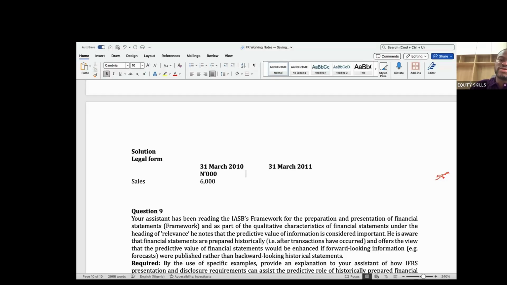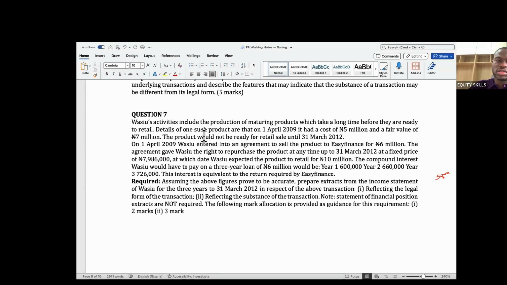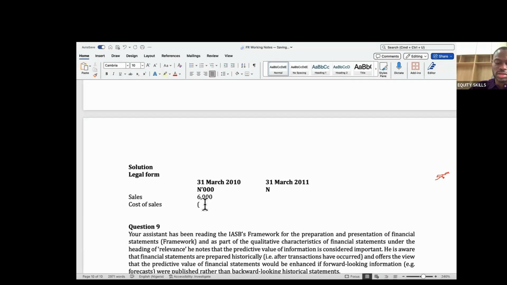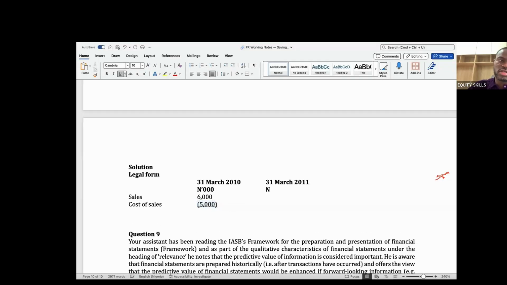So in the end of 2011, nothing happened. Okay, before then, was there any cost of sales? Yes, there was, because the good cost 5 million. So that means there's a profit of 1,000.